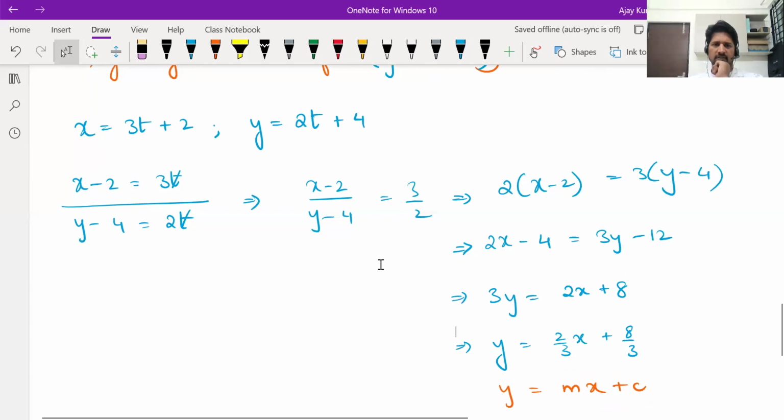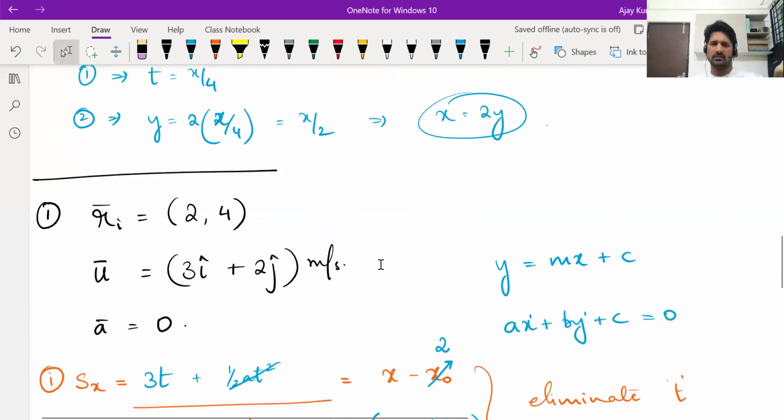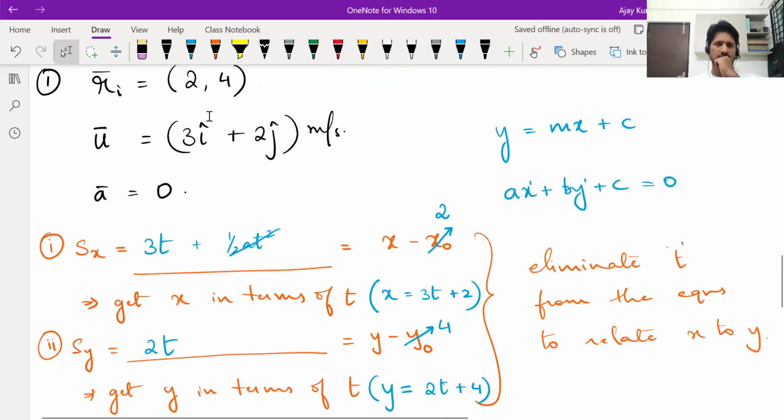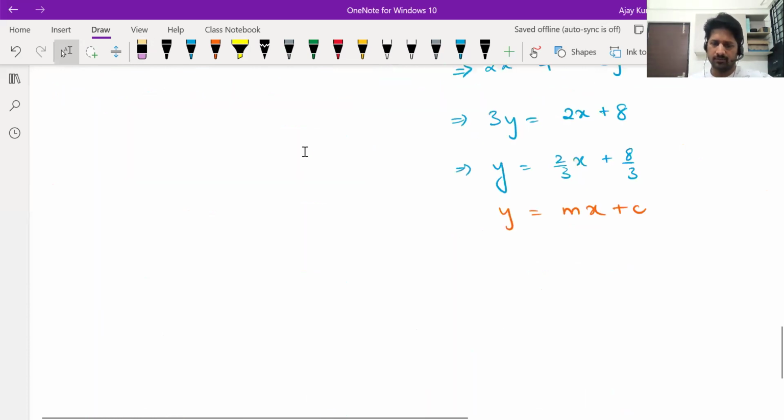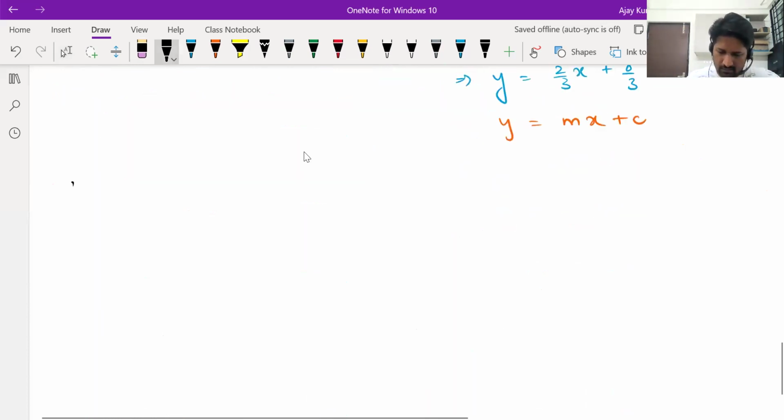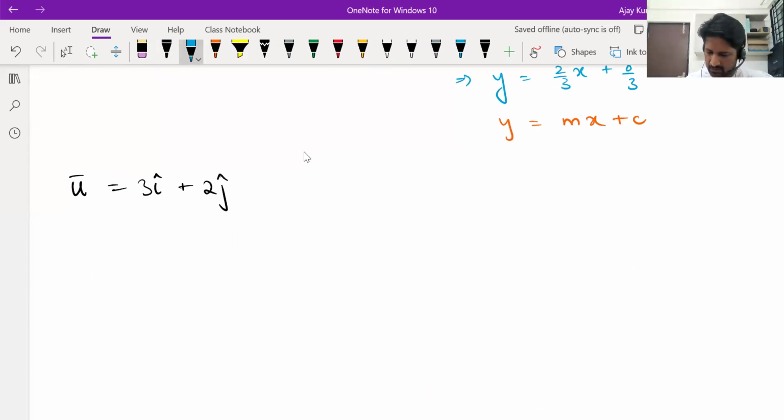So hope this is clear to all of you. And let us also visualize the actual path along which it moves. The initial position is 2, 4. We know the initial velocity is also 3 i cap plus 2 j cap. See, initial velocity 3 i cap plus 2 j cap looks like this. 3 i cap is this way. 2 j cap would be this way.